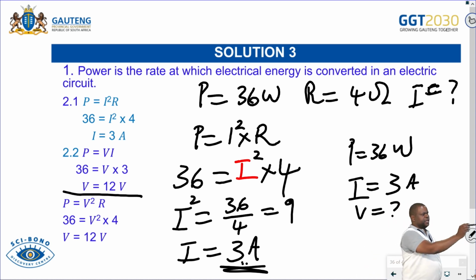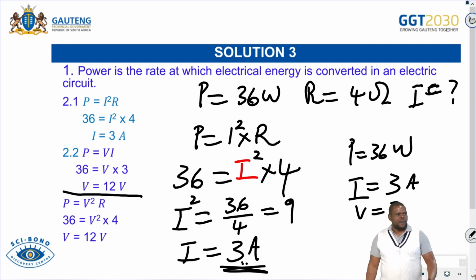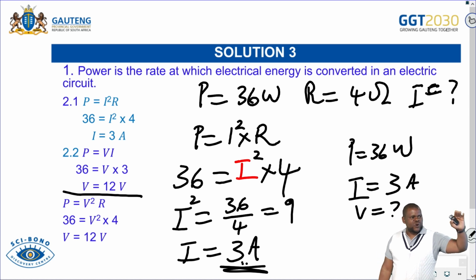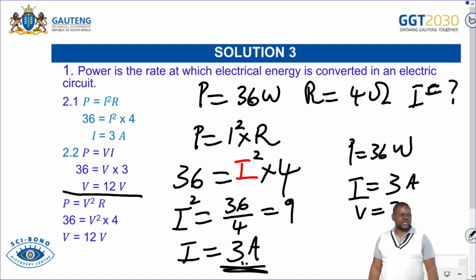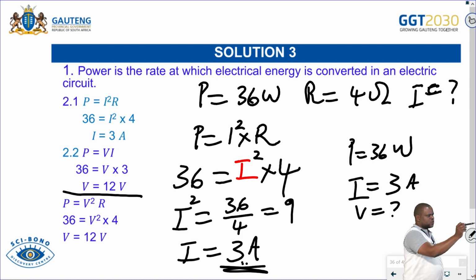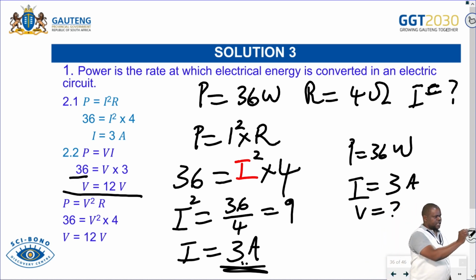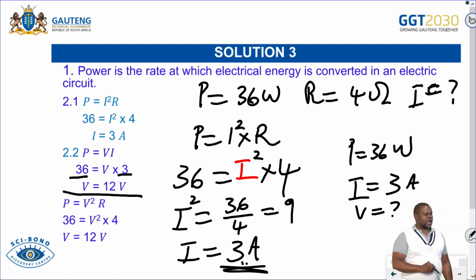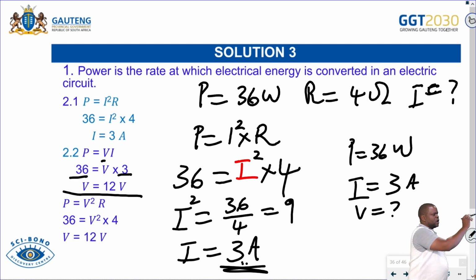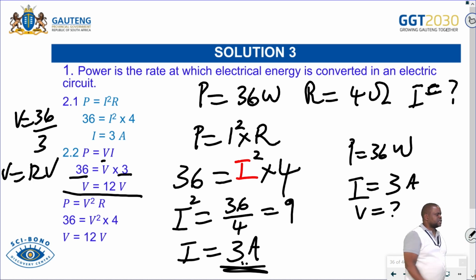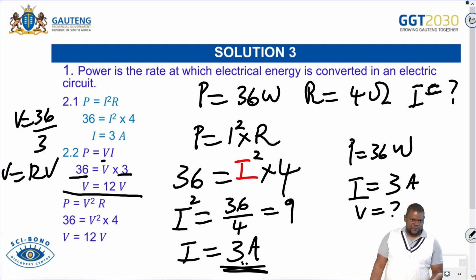You can see now P equals VI is the formula that we're going to use, because our given data says we've been given P and current, and we're looking for V. That means P equals IV. So 36 is power, and 3 is current. Then we're looking for V. When you make V the subject of the formula, V equals 36 divided by 3, which is 12 volts.